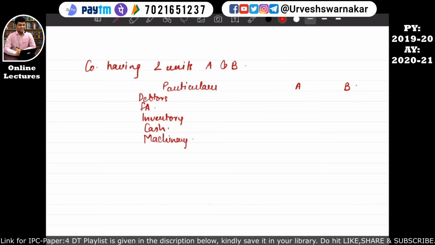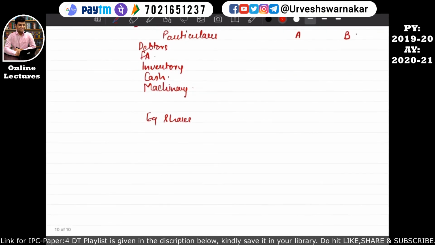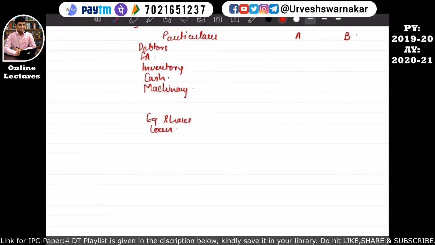And there are details given about liabilities also. So equity shares, loan, current liability. I hope this is quite clear. Let's put the figures. Debtor is 10 over here, debtor is 20 over here, fixed asset is 30 over here, fixed asset over here is 60, inventory over here is 50, inventory over here is 30. Cash over here is 2, cash over here is 4, machinery over here is 40, and over here machinery is 80.